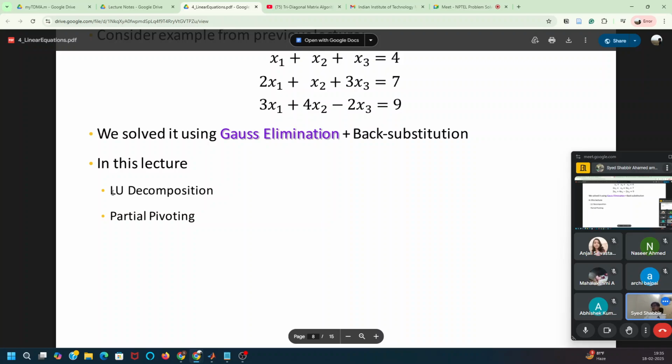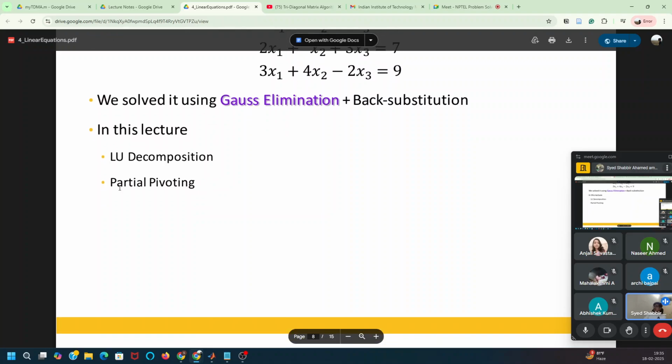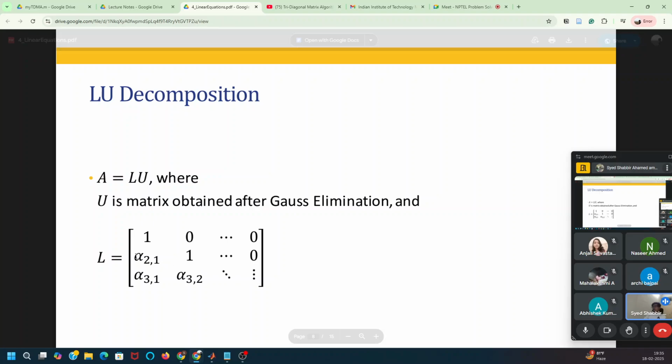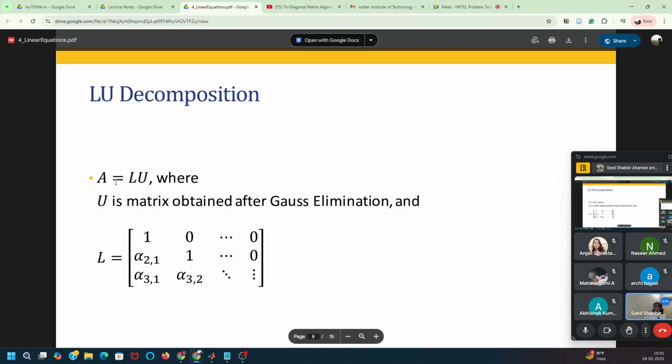So the U is already derived, like in Gauss elimination, you can get it, and we only have to get L. L is nothing but all the principal diagonal elements are 1, and whatever alphas you are getting, you have to substitute below the diagonal and you'll get the L. So basically A equals L into U.